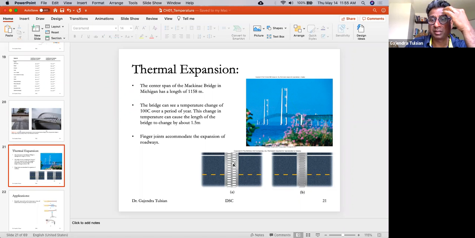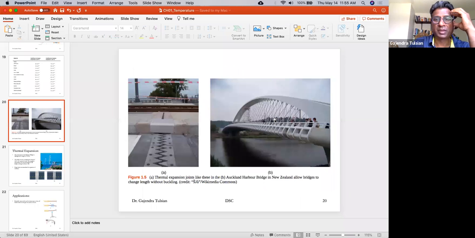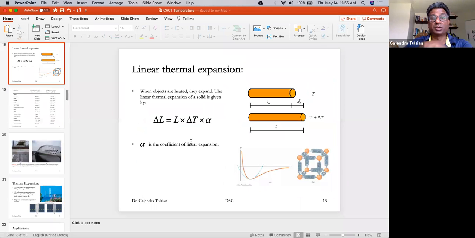This is a picture taken in the winter, and here's a picture taken in the summer when the bridges have expanded. If you do not leave these thermal expansion gaps, structures like these would buckle. Here's another picture of thermal expansion gaps. That's what we are interested in. As an engineer, you'll have to solve problems like that.